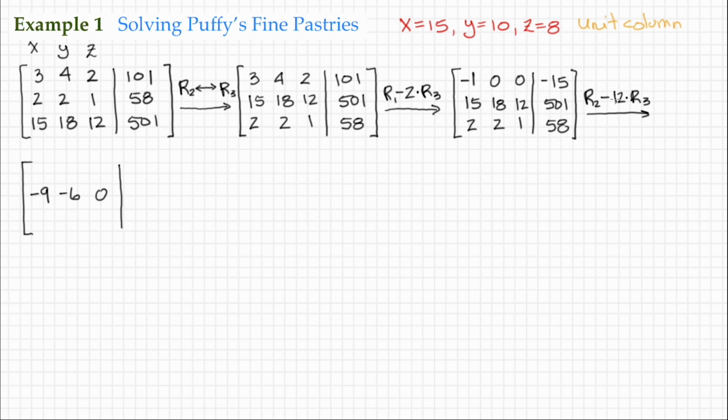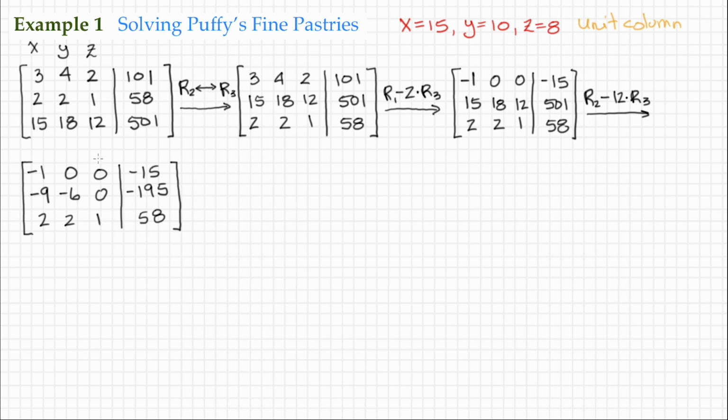58 times 12 is 696. 501 minus 696 is negative 195. Put in my bracket, and now I can fill in the rest of the values. Negative 1, 0, 0, negative 15. 2, 2, 1, and 58. So as you can see, we changed this column here into a unit column, so we're done with that column.